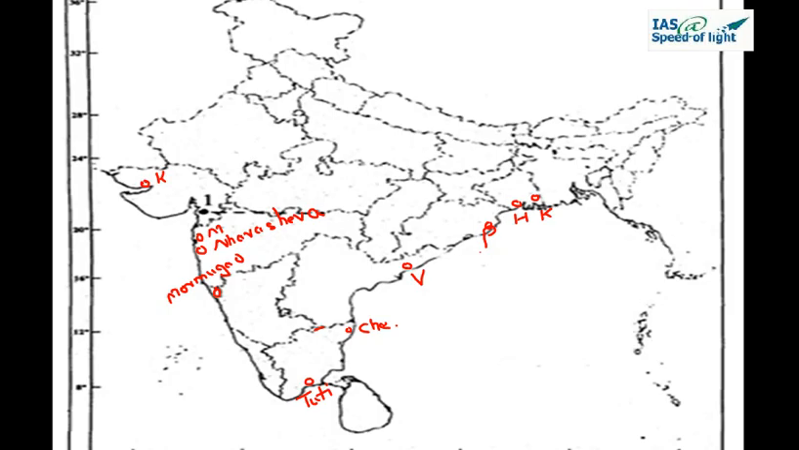Now it is Mangalore in Karnataka, and then you have Cochin, the special coaches, Cochin in Kerala. So these ports sometimes appear in UPSC, or they can appear in any other competitive exam. And now we hope you will not ever forget these eastern and western seaports of India.